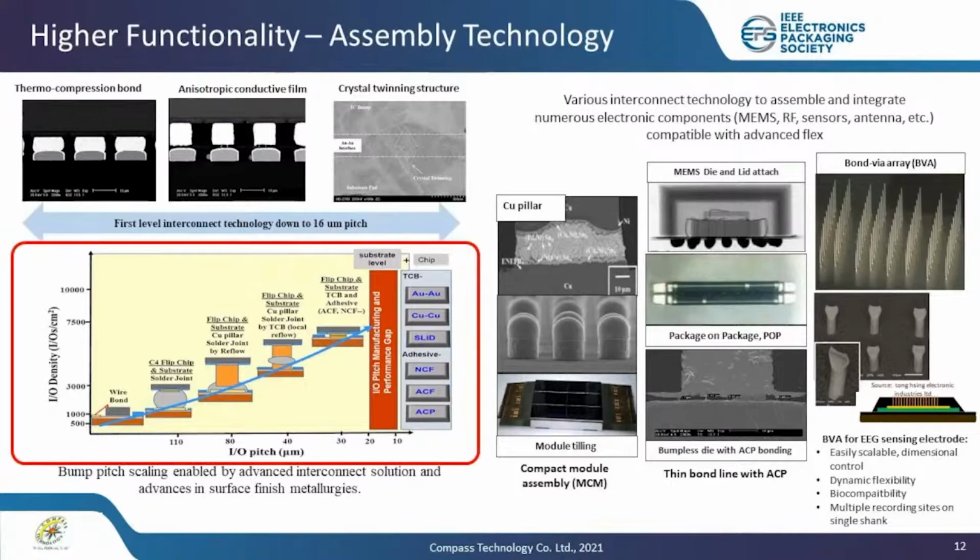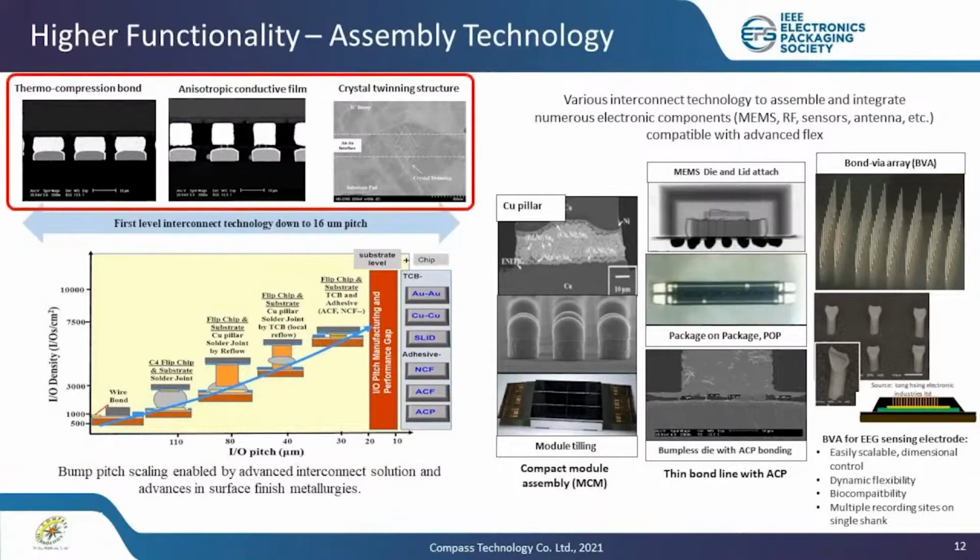Current first-level interconnect is already able to achieve a bond pitch below 60 micron using high-precision thermal compression bonding, adhesive bonding, as well as the ACF, ACP for handling heat-sensitive IC materials.